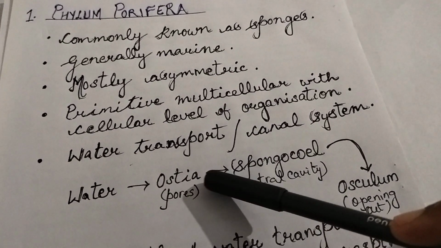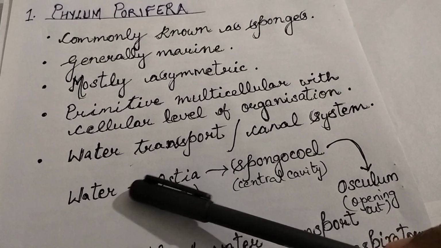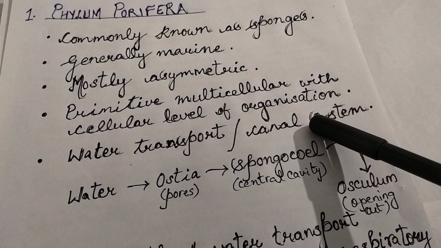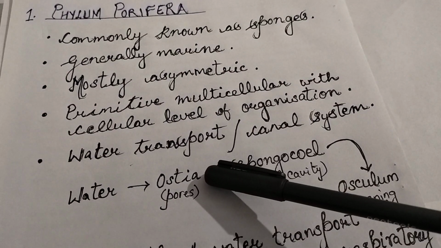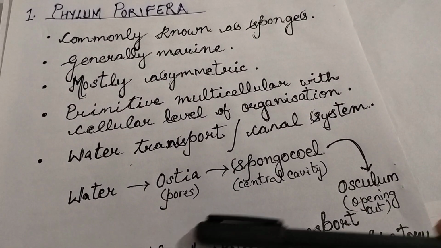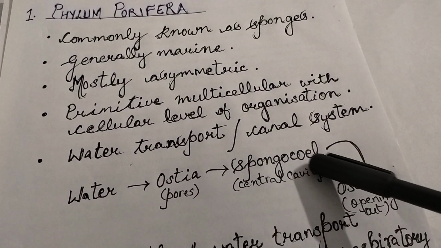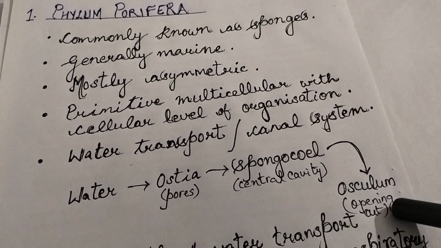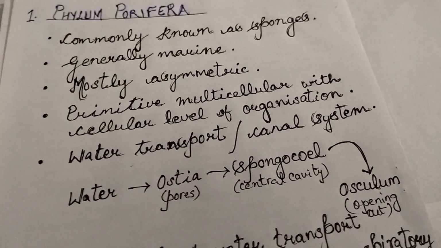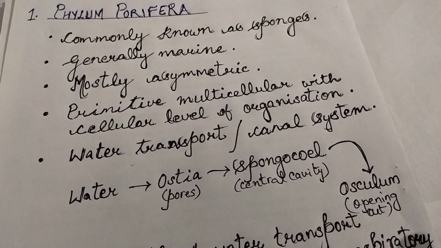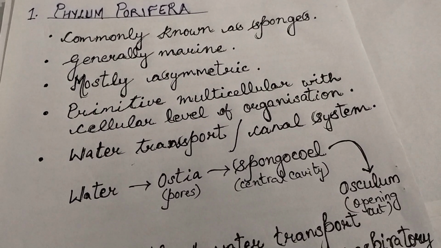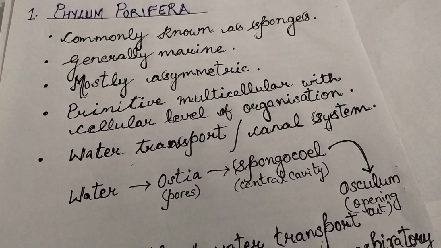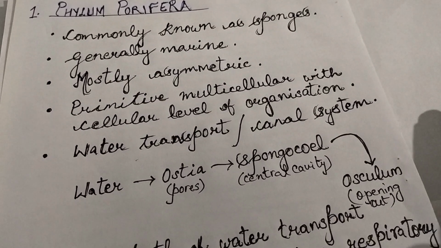Poriferans show a water transport system or canal system. And what is this water transport system? Water enters the body through ostia, the small minute pores on the body, enters the central cavity, the spongocele, and comes out through the opening known as osculum. This is the transportation of water in the poriferans.